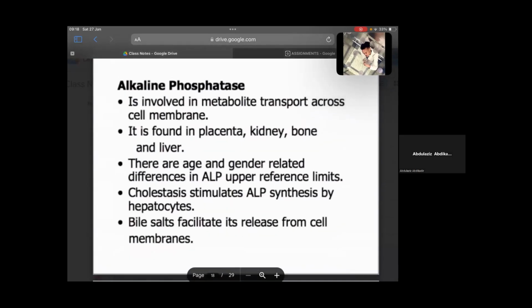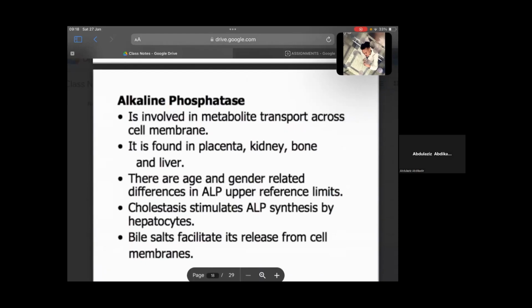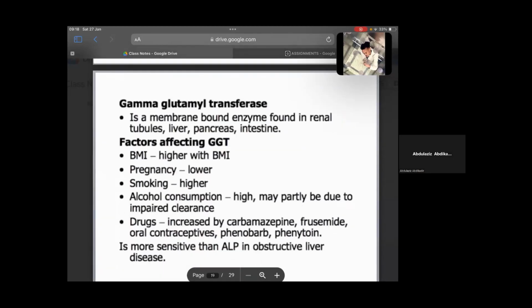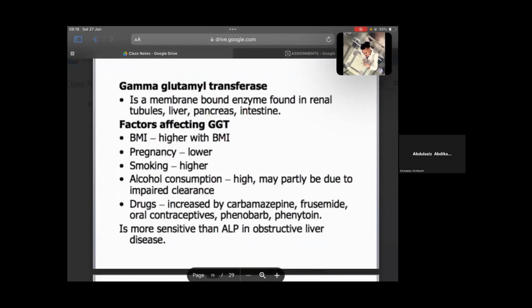The alkaline phosphatase, I insisted. Remember, it's found in the kidney, it's found in the bone. The bone, this is a question that I've seen severally. So cholestasis stimulates ALP production by hepatocytes. These are markers of cholestasis. Gamma glutamyl transferase is also a marker of cholestasis, but it is more sensitive than ALP. Remember, the GGT is the more sensitive one.